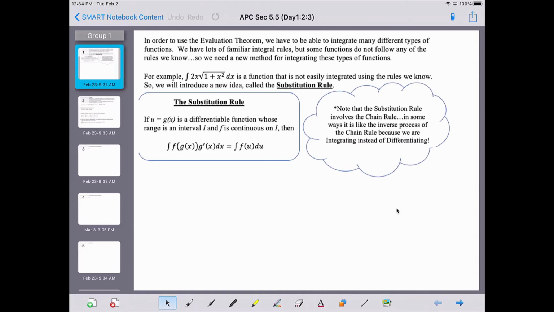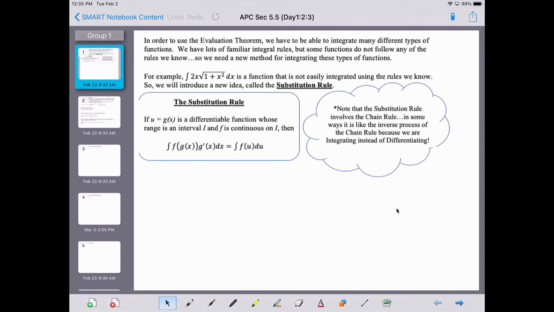And the substitution rule says that if we let u be g of x, part of our function, and if u equals g of x is a differentiable function whose range is an interval I, and f is continuous on I, then the integral of f of g of x times g prime of x dx is equal to the integral of f of u du.